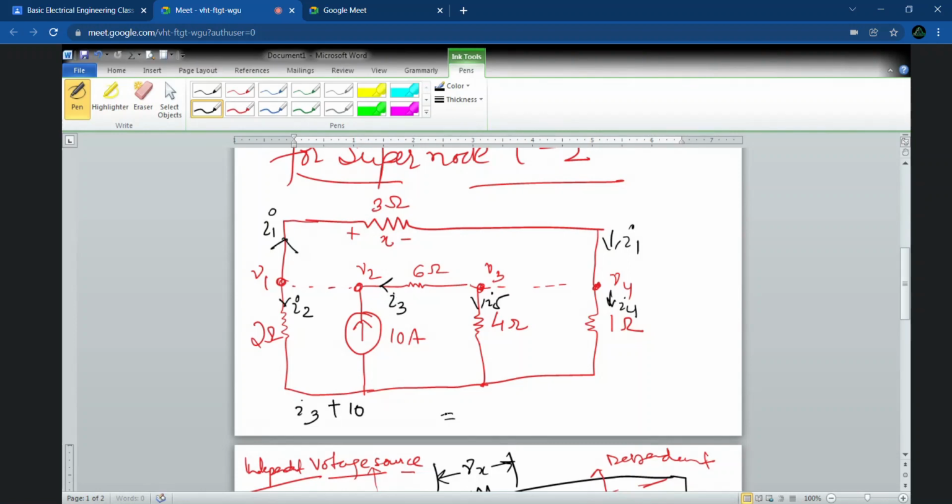I3 plus 10. These are I1 towards the plus node, and these two are away from the node. I2 and I1. Is the equation fine? Yes, ma'am. I3 plus 10 is equal to I2 plus I1.